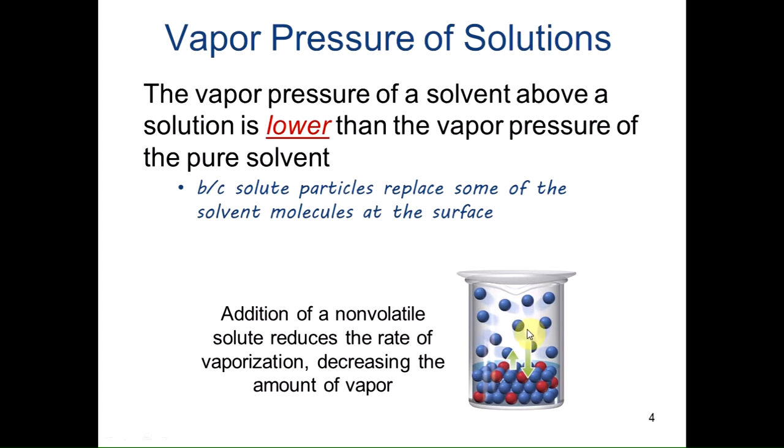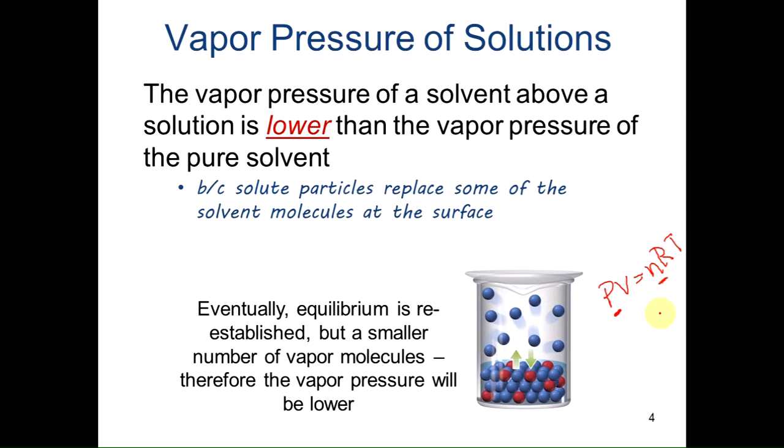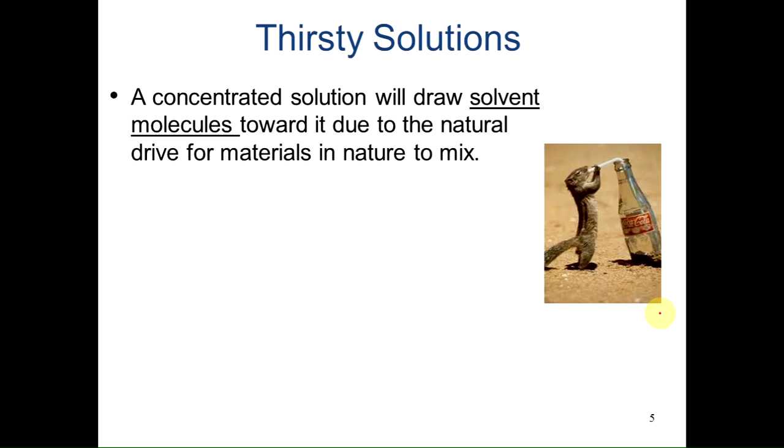So if you have fewer molecules here, remember, the smaller the number of moles, the smaller the pressure. We can remember that from our ideal gas law, PV equals nRT. So if we increase the number of moles, we're also going to increase the pressure, or if we decrease the number of moles, we'll decrease the pressure. But this is just showing that once you add the non-volatile solute, you'll again establish that equilibrium.